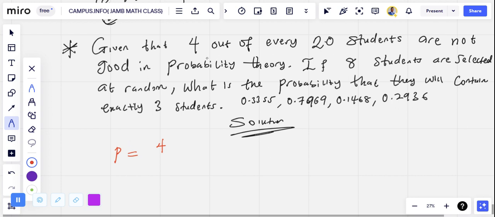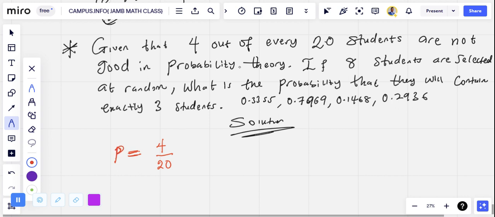Anyways, given that 4 out of every 20 students, that represents a proportion, like 4 out of every 20, that's 4 over 20. And if you have 4 over 20, that simply implies that you can easily use this fraction for probability, because probability is always less than 1. 4 over 20 will give you something like 0.2. So this 4 out of every 20 gives you your P straight up.